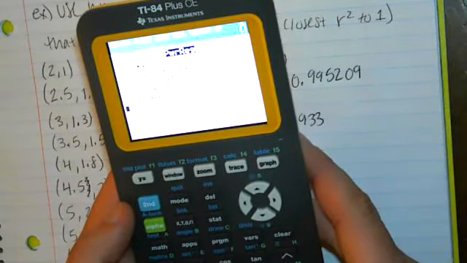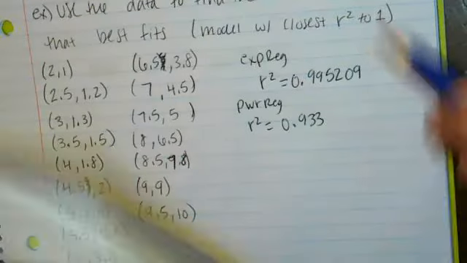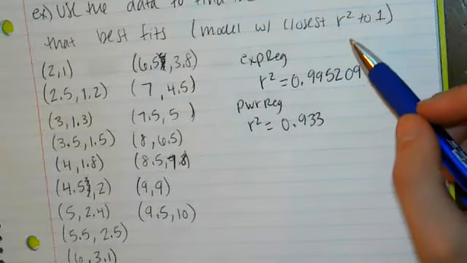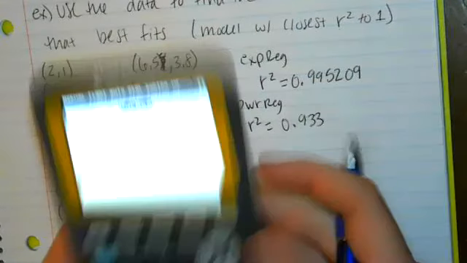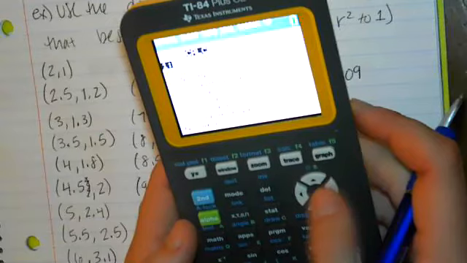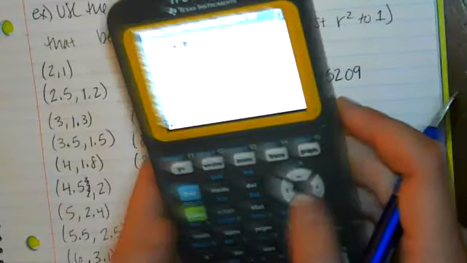Okay, so the model with the closest R squared to 1 would be the best fitting model. Very clearly, that's the exponential. So we're going to go back and redo our exponential calculation to actually get the model.